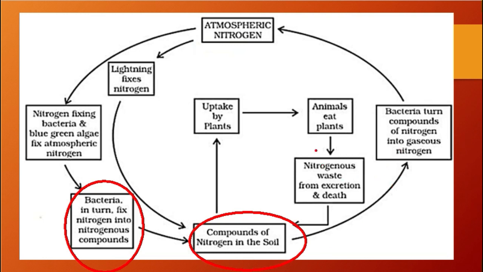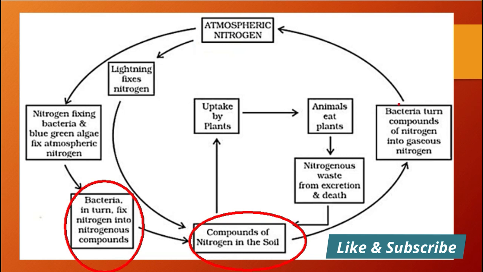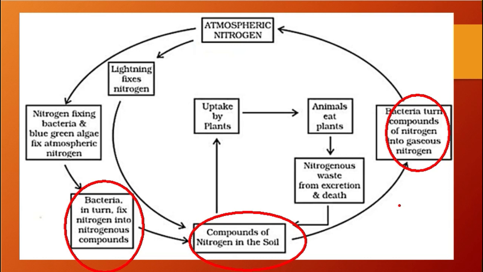Then, as I said, when the plants die, some bacteria and fungi present in the soil convert the nitrogenous waste into nitrogenous compounds to be used by plants again. Then certain other bacteria convert some part of them to nitrogen gas. As you can see here, bacteria turn compounds of nitrogen into gaseous nitrogen again, and that's how this gaseous nitrogen mixes with the atmospheric nitrogen, and the amount of atmospheric nitrogen remains more or less constant.